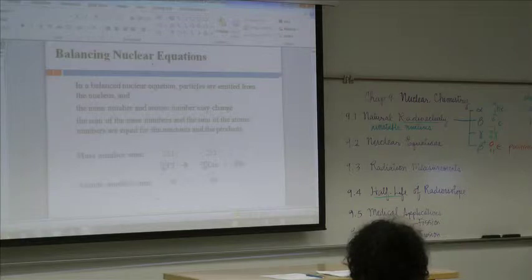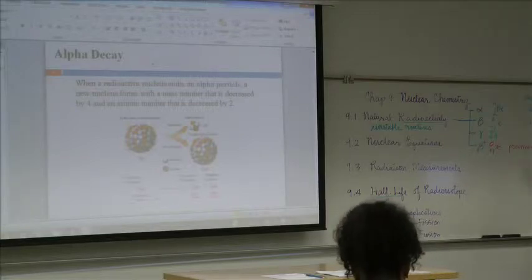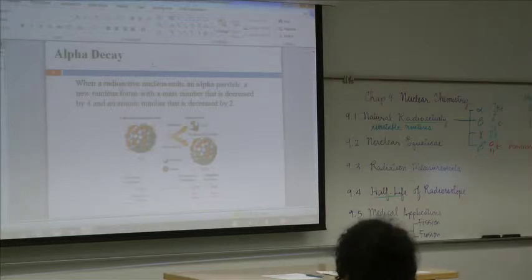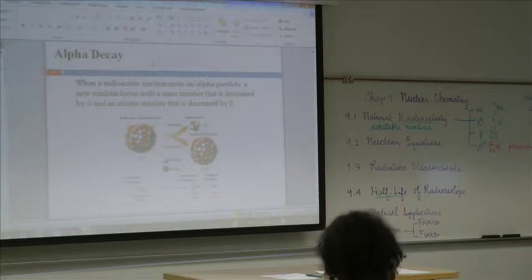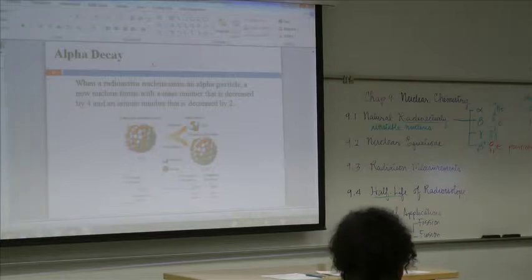In a balanced nuclear equation, of course, the mass number and atomic number may change, but the sum will always stay the same. It has to be the same for the reactants and the products. When we say alpha decay, because it's an unstable nucleus, we call it decay. When a radioactive nucleus emits an alpha particle, we form a new nucleus whose mass number is decreased by 4 and atomic number decreased by 2.